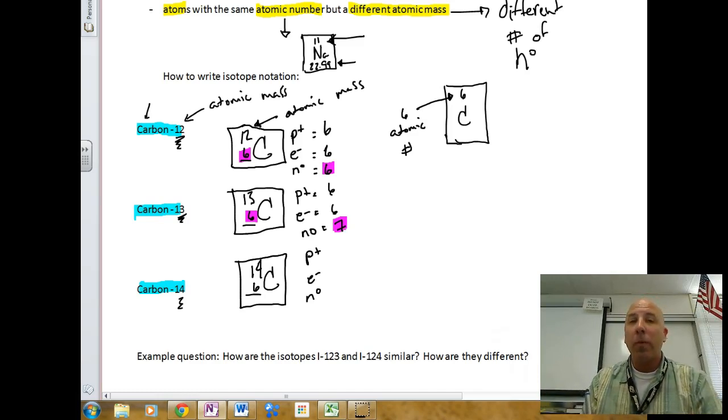Now, you could pause the video right now and do the last one by yourself. Why don't you do that? Pause the video and do the last one by yourself. And then when you're done, you can come back and check and see if you got it all right. Okay, hopefully you paused the video and did this one by yourself.